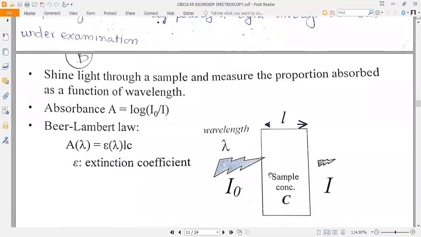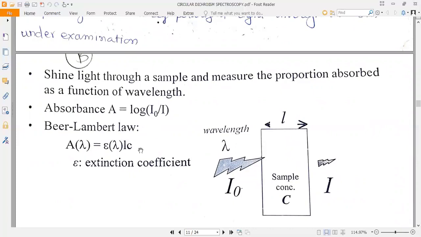Here, this is the sample of some concentration C. Light of wavelength lambda is passing through this cuvette containing the sample, and the intensity of light is given by I0. This comes out as transmitted light with the intensity of I, and the path length is L.